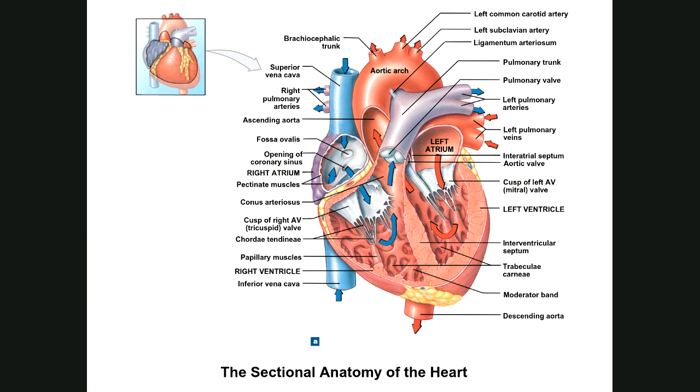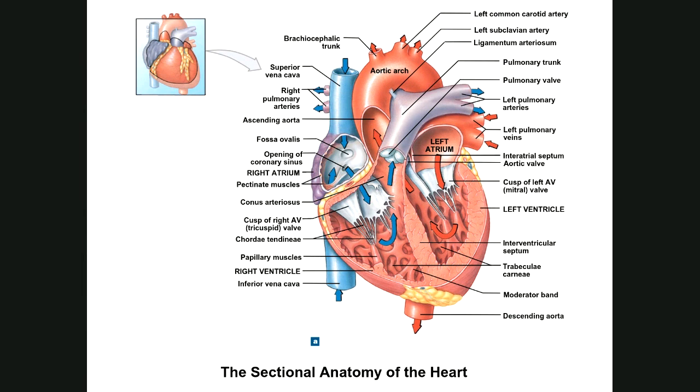So the flow is in one direction. We want the blood to flow from the right atrium to the right ventricle and never from the right ventricle back to the atrium. So this is what these valves do. They open, let the blood come into the right ventricle, then they close so the blood is not going back. So we flow only in one direction.